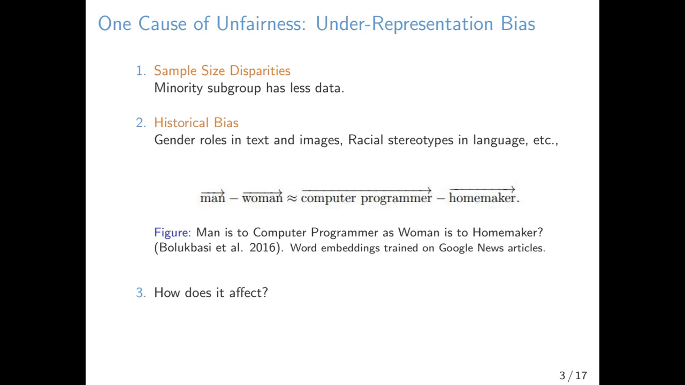Sample size disparities come from historical bias, such as gender roles in text and images, and racial stereotypes in language. A research in 2016 used word embedding to learn from a big amount of news. It found that in that literature, men are highly related to computer programmers as women are to homemakers. And those biases in the historic dataset could be one of the reasons for the unfairness, because when we train an AI model with the biased dataset, the model will learn all the human bias embedded.